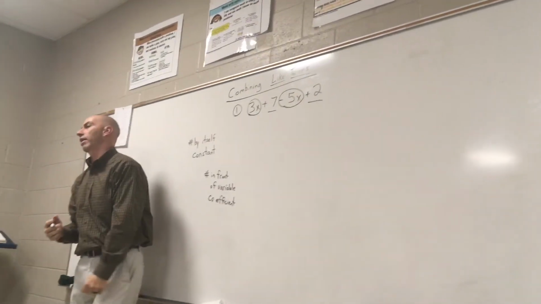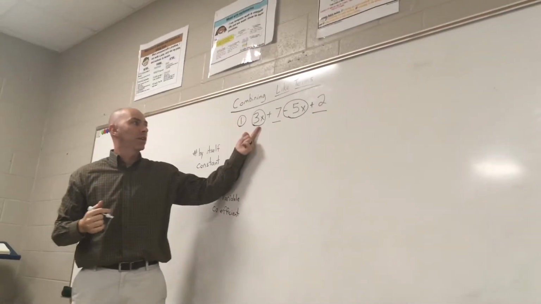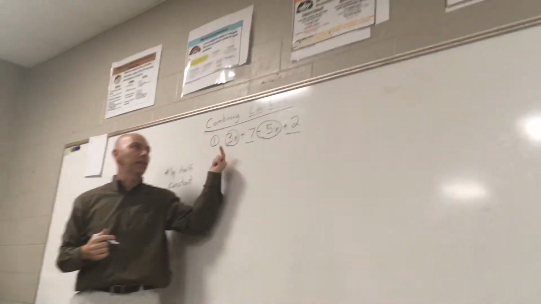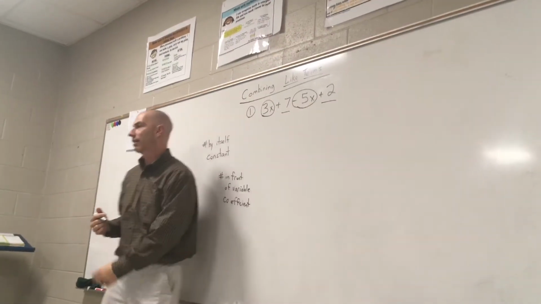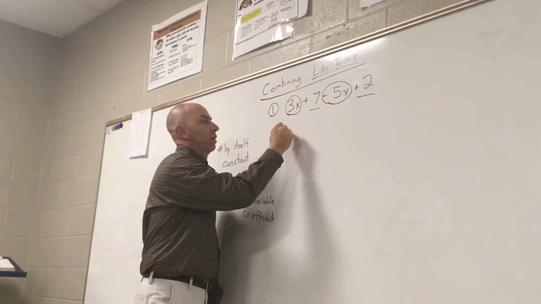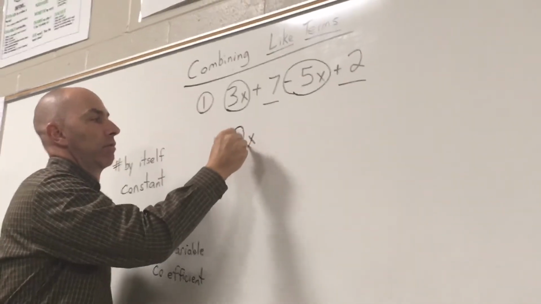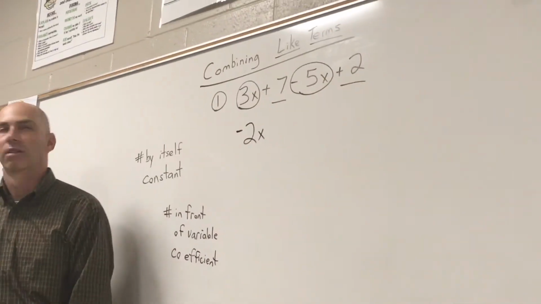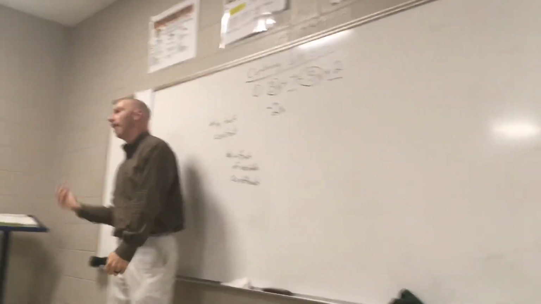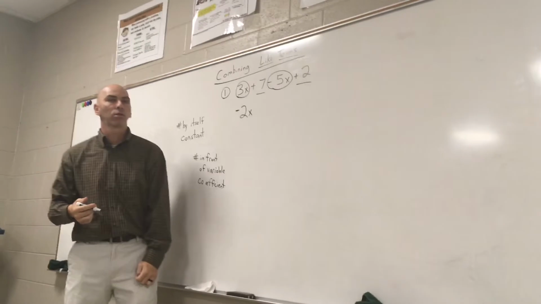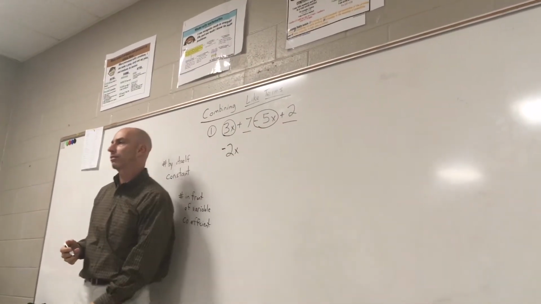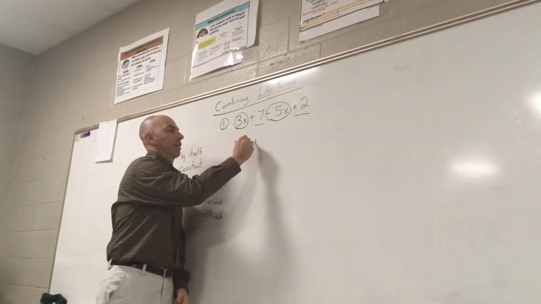So always go with the variable first. 3x, or positive 3x, and negative 5x. So basically we got coefficient 3 minus 5. What's 3 minus 5? -2. Just bring the x along with it. That's their last name. We're just combining these people, -2x. Okay, now combine the 2 constants. A positive 7 and a positive 2 is positive 9.